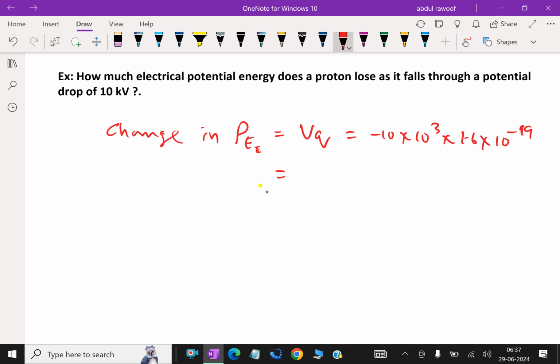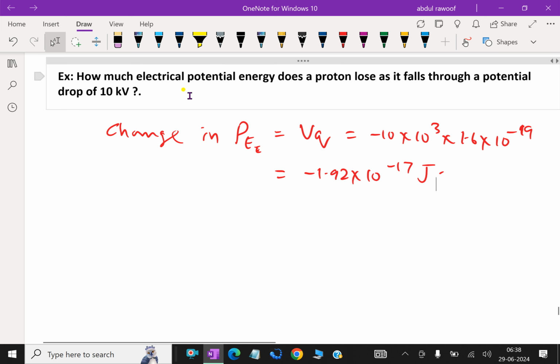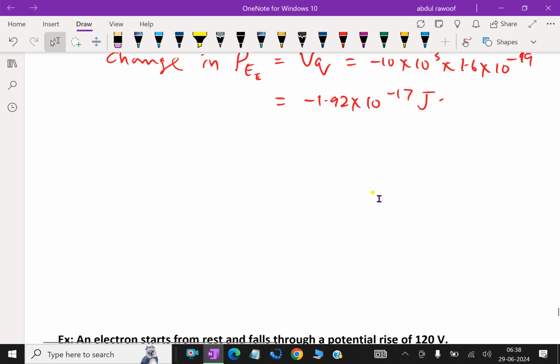So it gives minus 1.92 into 10 power minus 17 joules. That is the electrical potential energy a proton loses as it falls through a potential drop of 10 kilovolt. The potential energy change is equal to minus 1.92 into 10 power minus 17 joules. Next question.